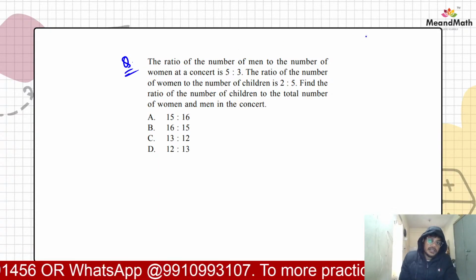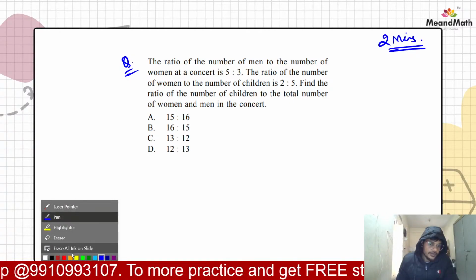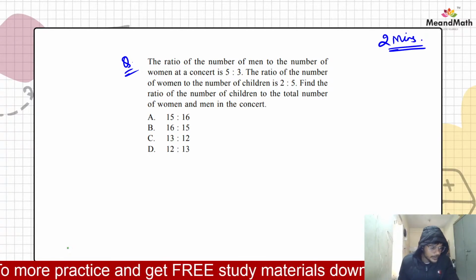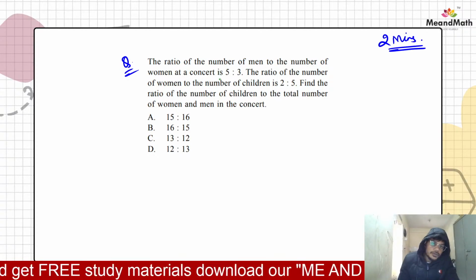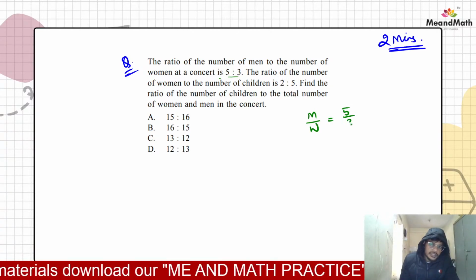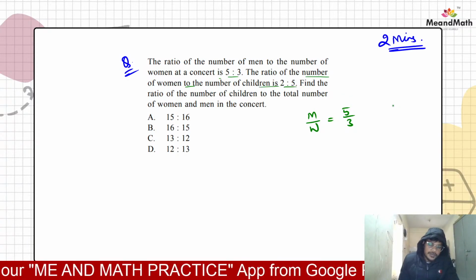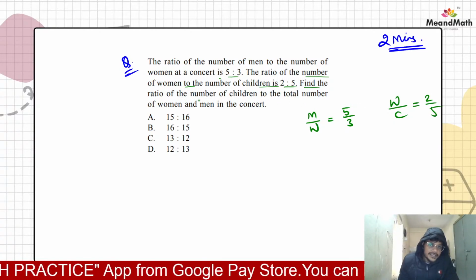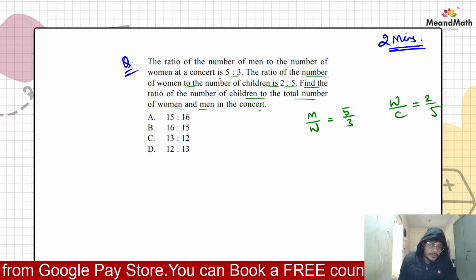Do this question. I am again giving you 2 minutes to solve this question. First try on your own, then I will tell you how to solve this. So what do you have to do in this question now? See, the ratio of the number of men to the number of women at a concert is 5 is to 3. The ratio of the number of women to the number of children is 2 is to 5. Find the ratio of the total number of children to the total number of men and women in the concert.